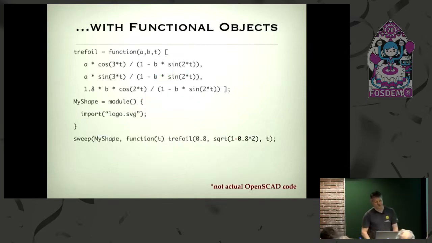Four minutes left. So, with functional objects: this is not actual OpenSCAD code, but it's about 90% OpenSCAD code. It's an idea of how we are moving on the language side of things. I often hear this complaint that OpenSCAD claims to be a functional programming language, but it's not really functional. It doesn't have all the features, and so on.